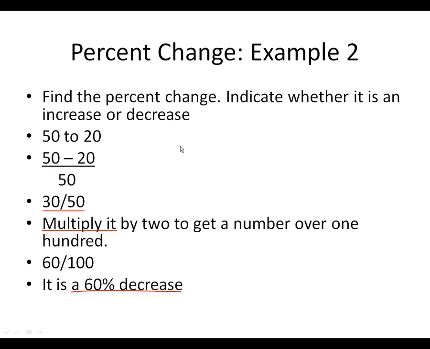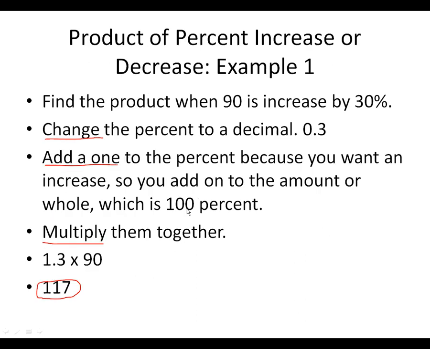Percent change, example 2. Find the percent change. Indicate whether it is an increase or decrease. 50 to 20. Now subtract 20 from 50, which is the amount of change, over the original amount, 50. And here we have the fraction 30/50ths. Now we multiply it by 2 to get the 100 in the denominator. So we have 60 over 100. Now, since it's a decrease, it is a 60% decrease.